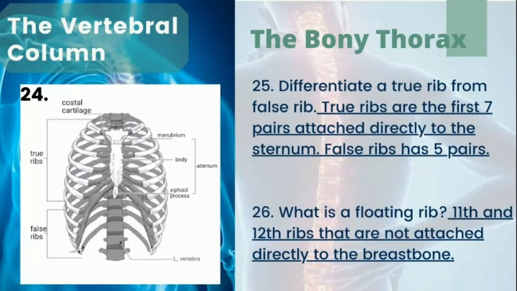So it is the 11th and 12th ribs that are not attached directly to the breastbone. In the next part, we will have our next reporter.